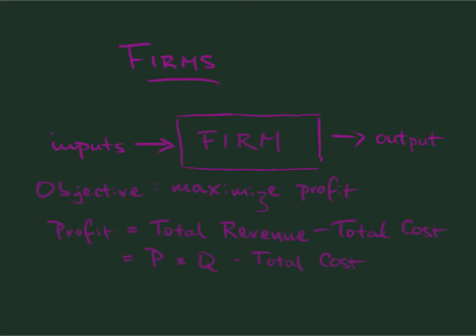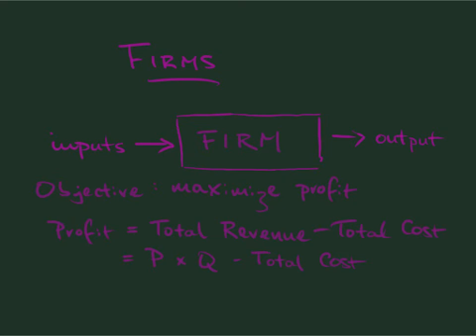In our simple view of firms, firms have a single objective: to maximize profit. Firms do not exist to perform charity actions. Firms do not try and make the world a better place. Firms have one goal, which is to make as much profit as they can for their owners.